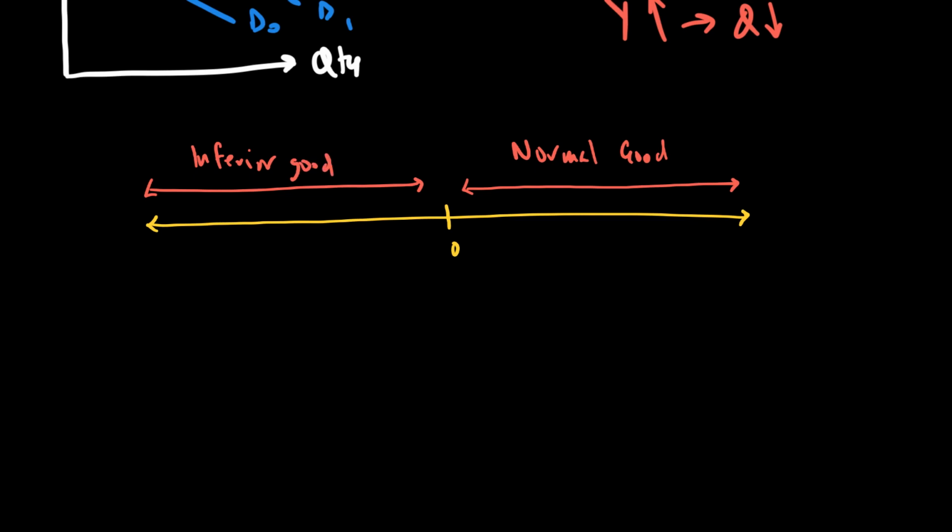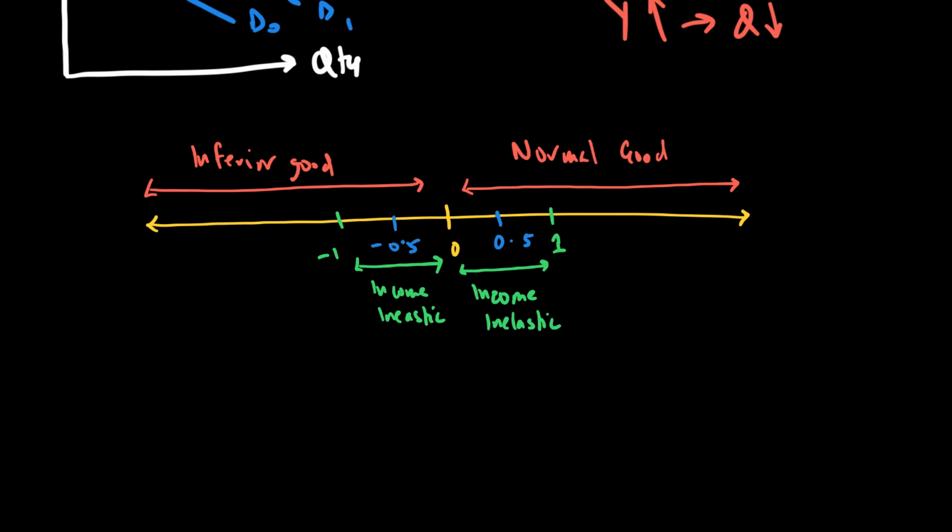Now, if the good is normal but the value is between 0 and 1, we call this income inelastic. While if the value is from 0 to minus 1, we call it also income inelastic. So a value like 0.5 is what we call an income inelastic normal good, and a value of minus 0.5 would be an income inelastic inferior good.